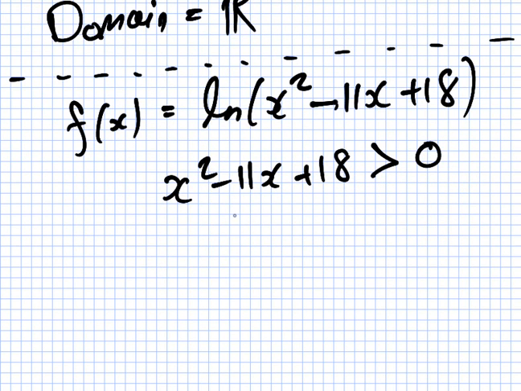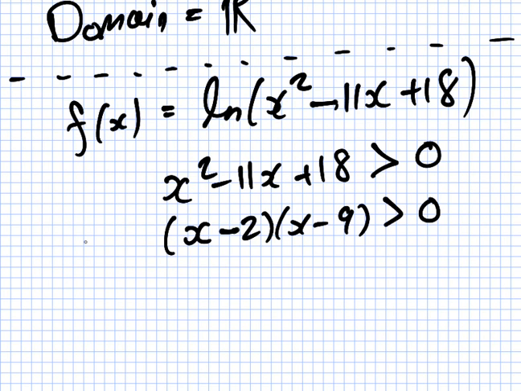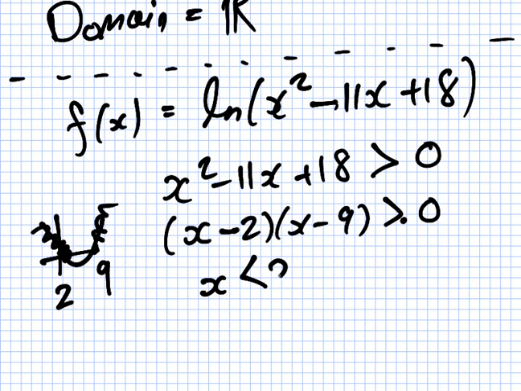So you're right, we have to factorize. I think it'd be 2 and 9, yeah. Minus 2, minus 9. So do you remember what to do next? We do the graph. Where does it cross? At 2 and 9. And do I want above or do I want below? Above. Yeah, I want above here because it's bigger than 0. It's positive. So that means x must be smaller than 2, or you could have x is bigger than 9.